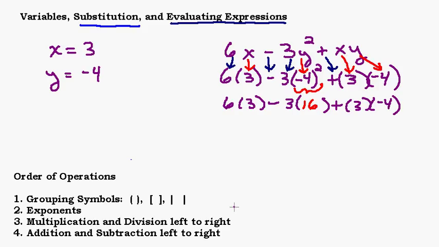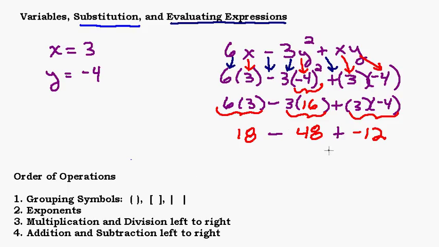Now we're into an order of operations problem, basically. We're evaluating the expression using the order of operations. Next thing is multiplication and division left to right. So we have to do all this multiplication. We're going to do 6 times 3, 3 times 16, and 3 times -4. So 6 times 3 is 18, 3 times 16 is 48, and 3 times -4 is -12. And then we're going to bring down these signs here, the minus and the plus.